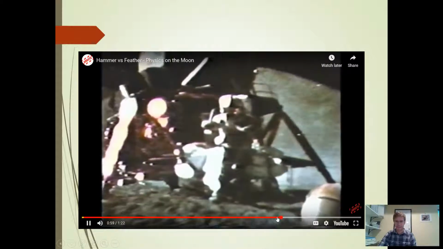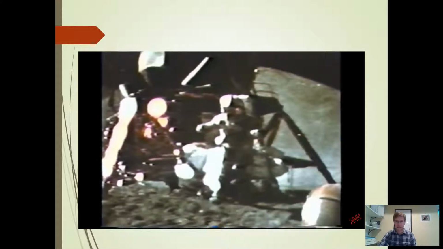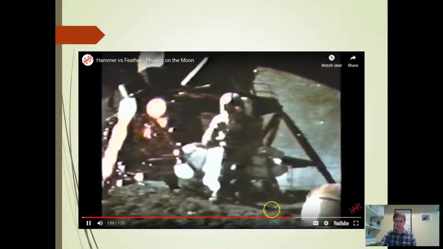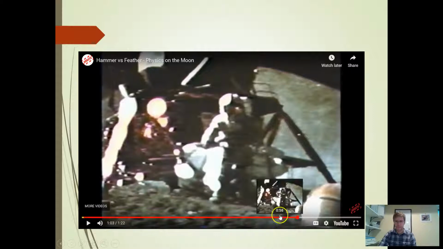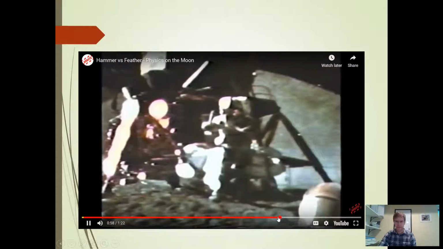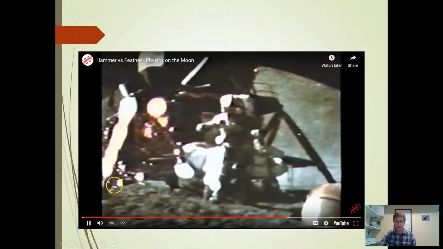How about that? Check it out. Here you go, in case you blinked. Boom. One more time. Why not? Oh, one more time. Here we go. Boom. So cool. Again, they fall at the exact same rate and hit the ground at the exact same time. That's a hammer and a feather.